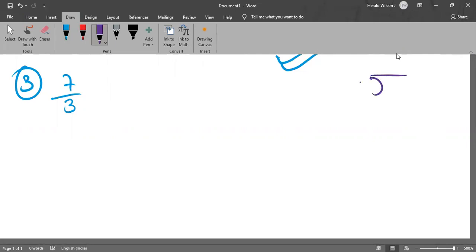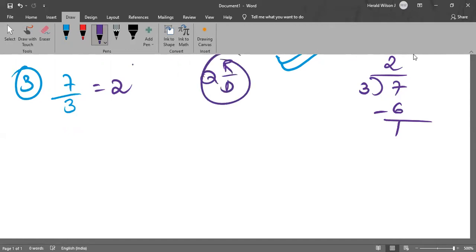So how will you convert it? 3 divided into 7. I think I'm telling the wrong statement, sorry. 3 divide 7, yes. So now what you will get? 2, 6, and then 1 you will get. So 1 is your remainder. You know how to convert improper fractions to mixed fractions, right? So quotient, remainder by divisor. That's how you write a mixed fraction. So 2, 1 by 3. Now how do we do this?